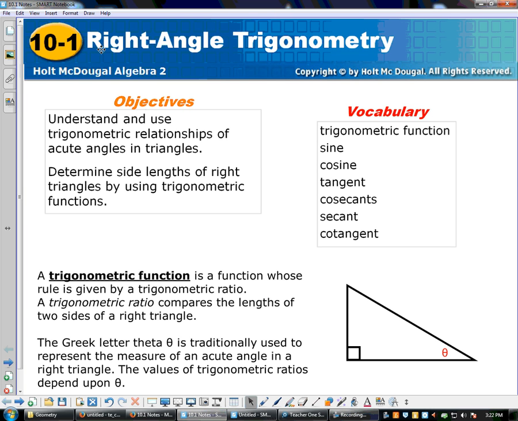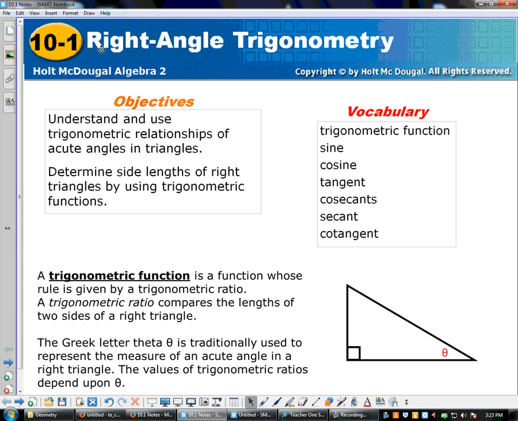We are looking at section 10.1, right angle trigonometry. The objectives are to understand and use trigonometric relationships of acute angles in triangles and to determine side lengths of right triangles by using trigonometric functions. This section may seem familiar to you if you are in a Gold Day Algebra 2 class, because this section was your Blizzard Bag section number 2.